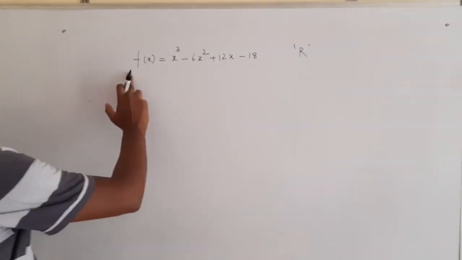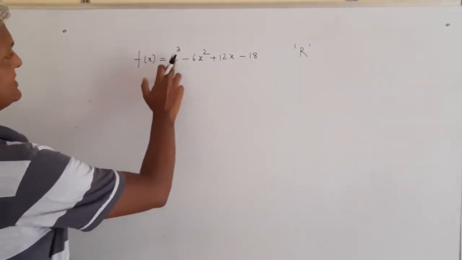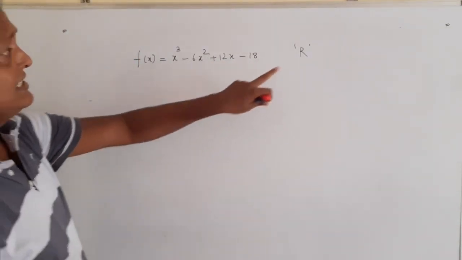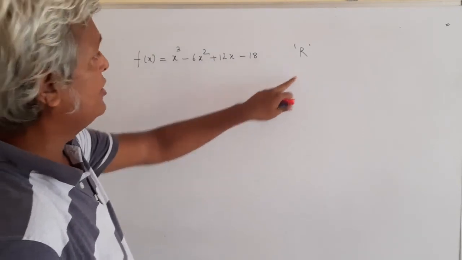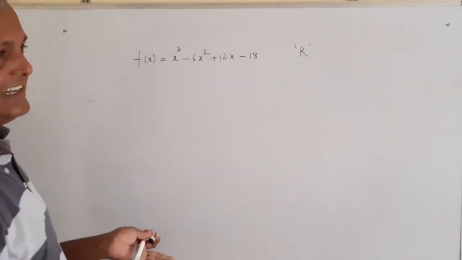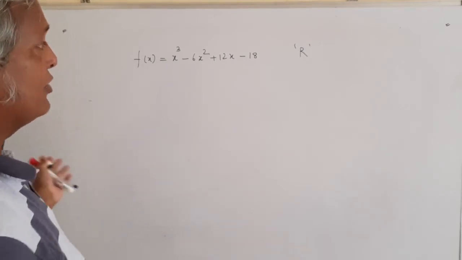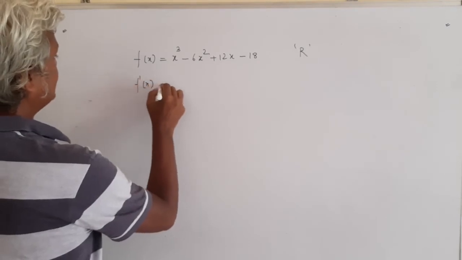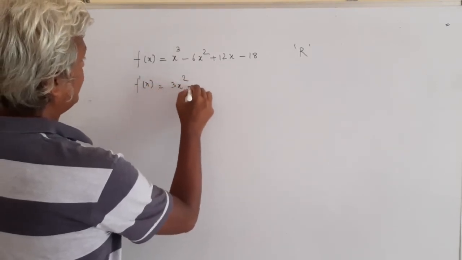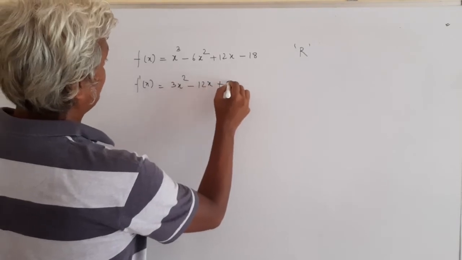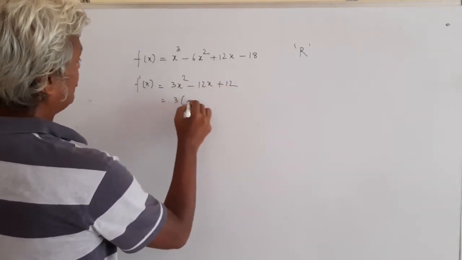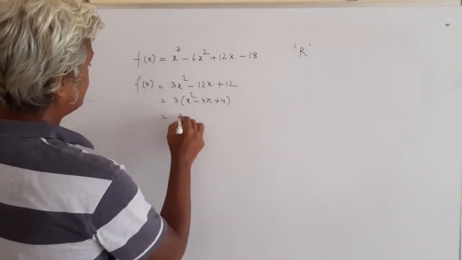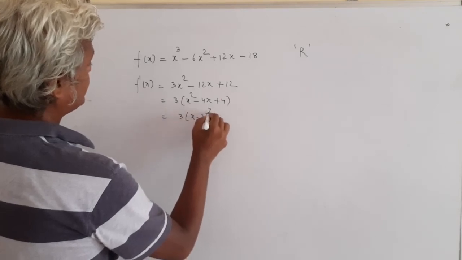Here I have taken another function, f(x) is x cube minus 6x square plus 12x minus 18, and we have to find whether in this whole domain of the real line, this function is strictly increasing or strictly decreasing, whatever it is. So the first step is that you find f dash x, that is 3x square minus 12x plus 12. You can take 3 common, this is x square minus 4x plus 4, that is 3 times (x minus 2) whole square.